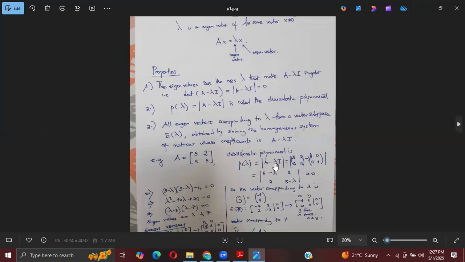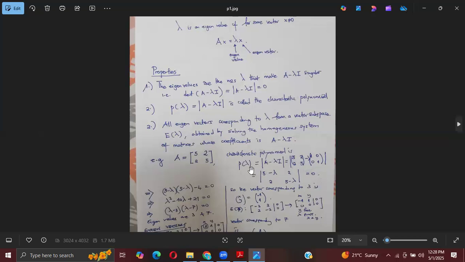A minus lambda times I. In our case, our matrix is A minus lambda times the 2 by 2 identity matrix. So you can see you'll be talking about 5 minus 1 times lambda, so it's 5 minus lambda, and 2 minus 0, and 2 minus 0, and 5 minus lambda. So you have this matrix: the determinant of [5 minus lambda, 2; 2, 5 minus lambda] equals 0. So this is the characteristic polynomial.